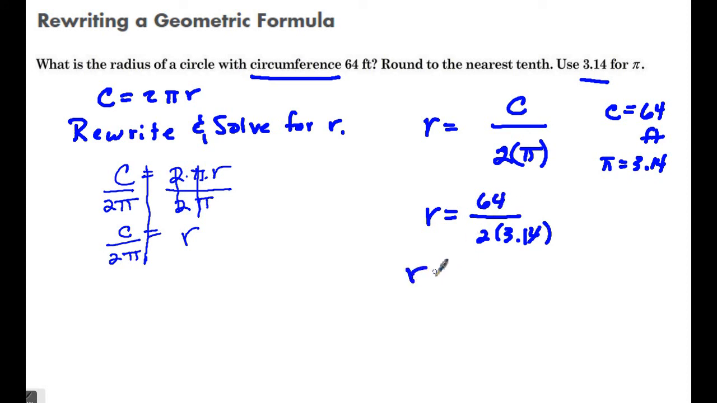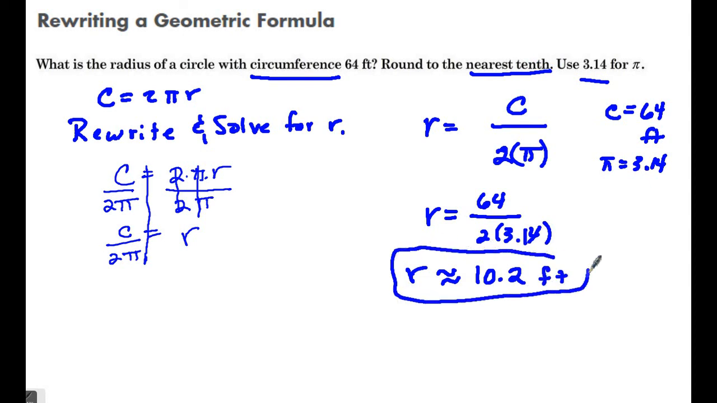And if we plug this in, approximately r, and if you want to know what the approximately symbol is, we don't use an equal sign, we use little squiggly lines. This means r is approximately equal to 64 divided by 2 times 3.14, which is going to give us about 10.2 once we round to the nearest tenth, and so therefore our radius is 10.2 feet, and that would be our answer. Okay. All right, let's go on to the final question, and this is more of a word problem.